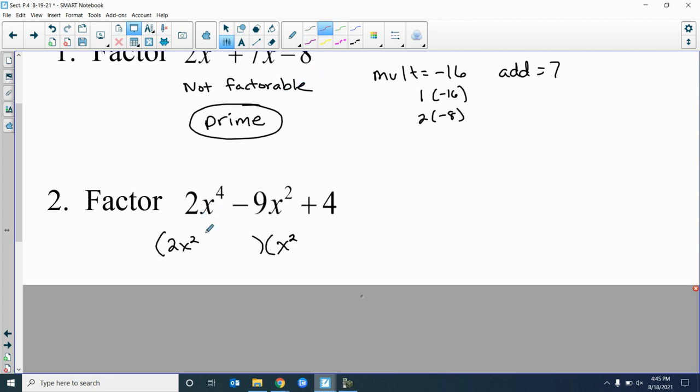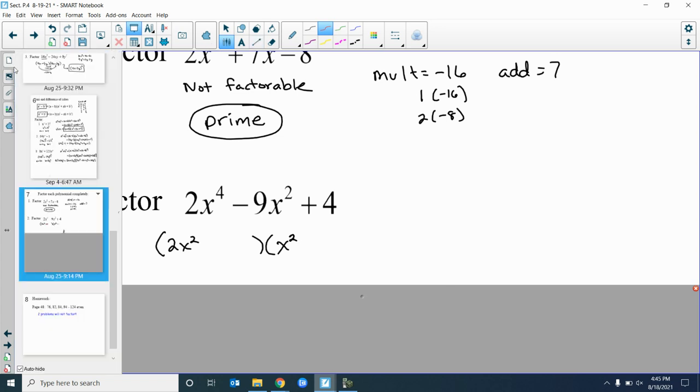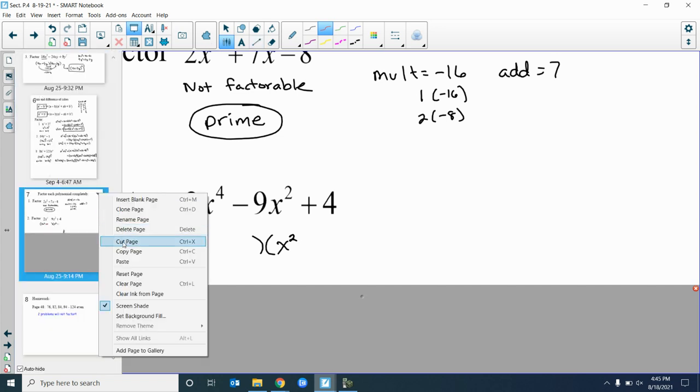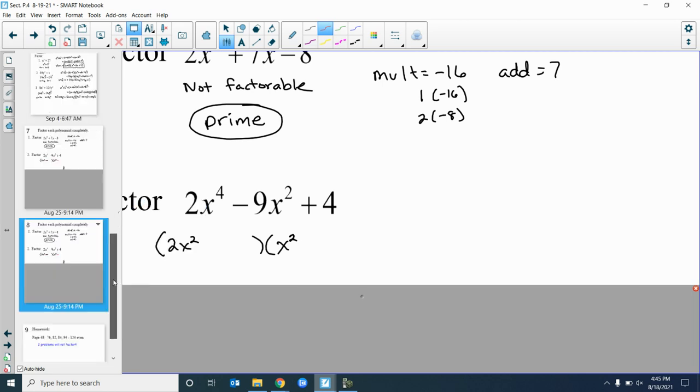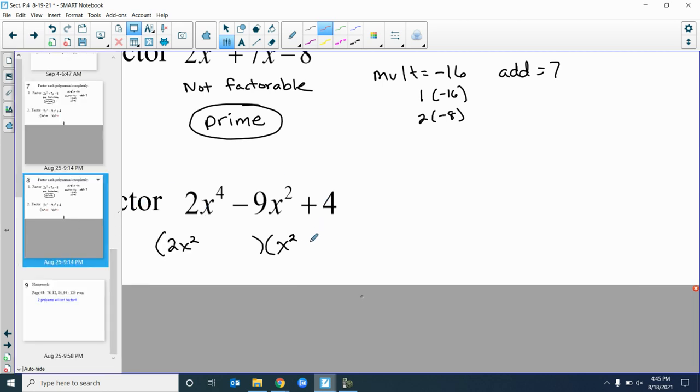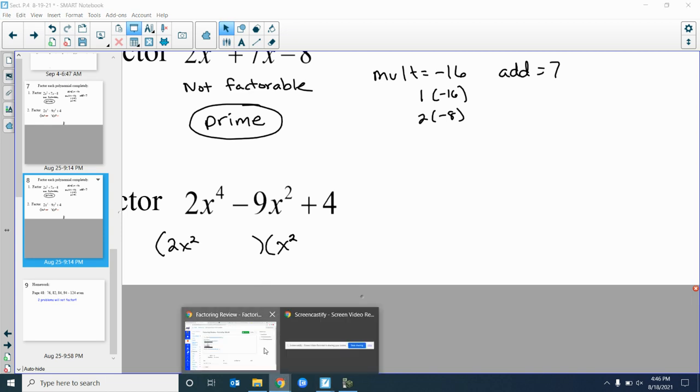Uh-oh. All right, it's not writing for some reason. Let me try something real quick. We'll clone this page. And I'm still not getting anything. All right, I'm going to pause, see if I can fix it, and then I'll be right back. So let me see. Come here.